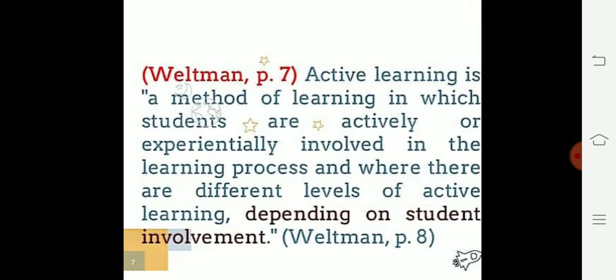Weltman: Active learning is a method of learning in which students are actively or experientially involved in the learning process, and where there are different levels of active learning depending on the students' involvement.